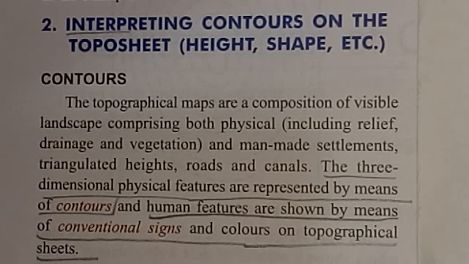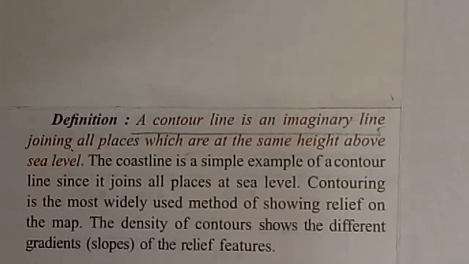Now we will see what is the definition of contours. A contour line is an imaginary line joining all places which are the same height above sea level. Now look at children, a contour line is imaginary. It is not an actual line. Listen carefully. It is an imaginary line that joins all places which are the same height. So these contours are joining places of the same height, and that height is above sea level.